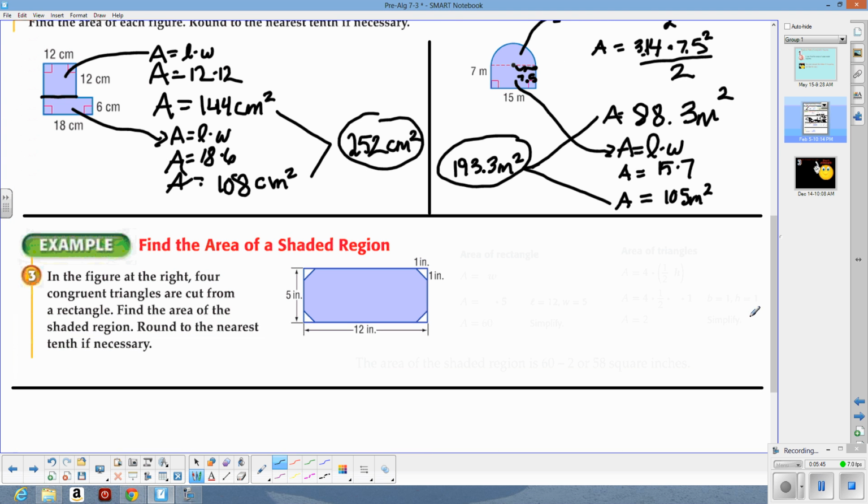Now our last example is finding the area of a shaded region. One way to do this is to find the area of this large rectangle and then take away these pieces that have been cut off. So let's start by finding the area of the large rectangle. Area equals length times width. So the area is going to equal 12 times 5. 12 times 5 is 60, so the rectangle before those corners are cut off is 60 inches squared.